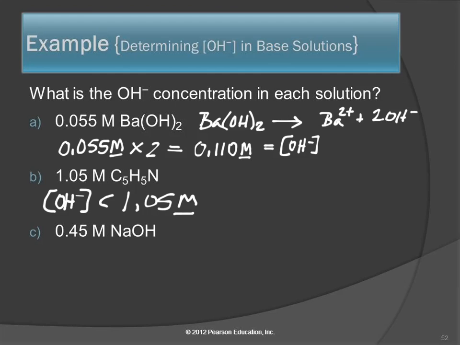How about letter C? It'll be 0.45. Because this one is more like the pair of shoes, right? 1 sodium, 1 hydroxide. And when you take those apart, you have the same number of each. Any questions?